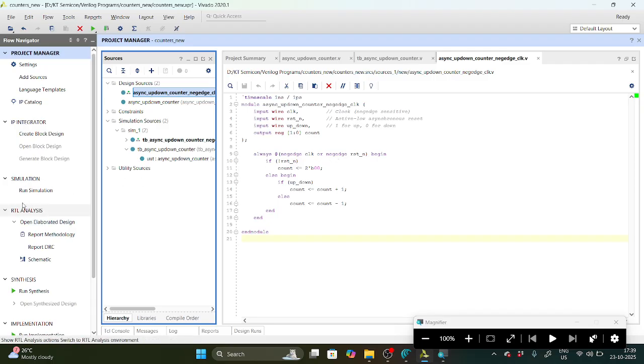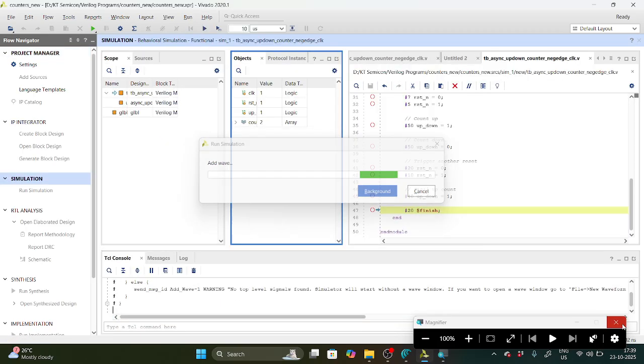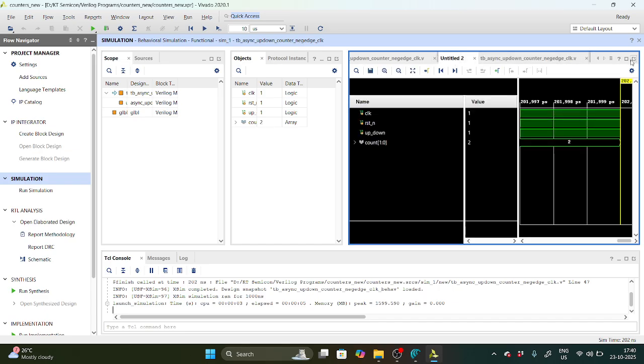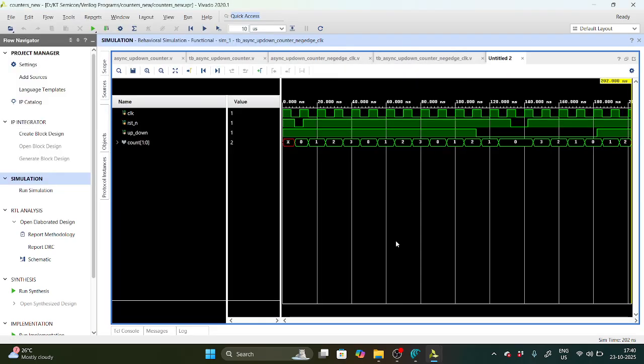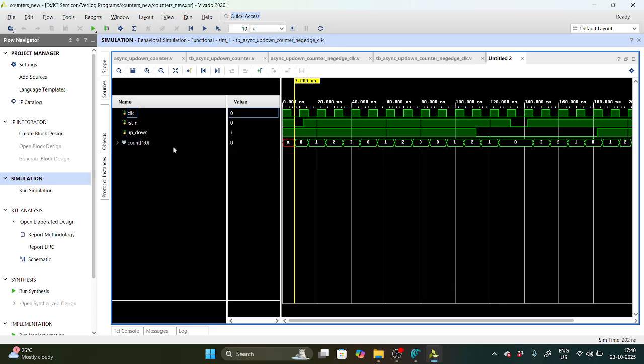So I am simulating this. I just want to see the simulation. See here, fit to page. When the reset is 0, the output of the counter becomes 0 only.